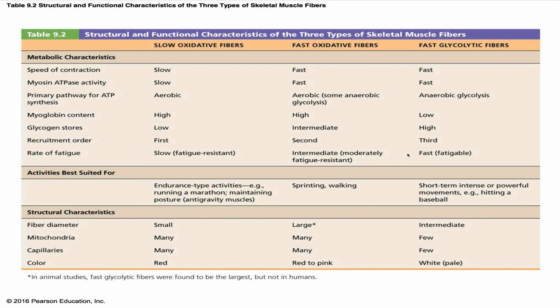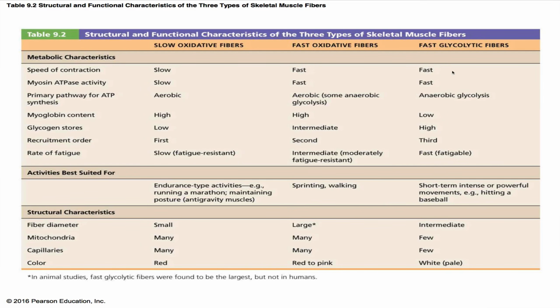Notice that there's an asterisk over here. So again, we said the fiber diameter was large. In humans, that's not the case, but in other animals, they were found to be much larger. But in us, not the case.